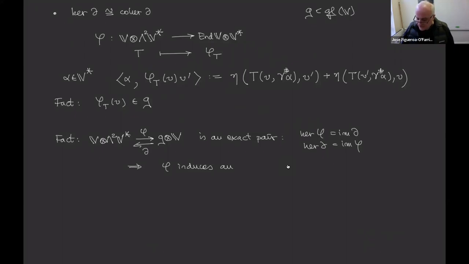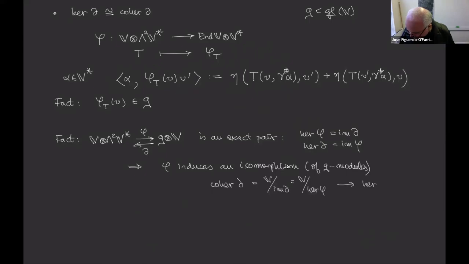So the kernel of phi is the image of the Spencer. So by the first isomorphism theorem, I get an induced isomorphism of G modules, if you want, from the co-kernel, which is V mod the image, but that's V mod the kernel of phi, to the kernel of D, which is the image of phi. Well, let me say the image of phi, which is the kernel. So that shows that the kernel and the co-kernel are isomorphic as G modules.